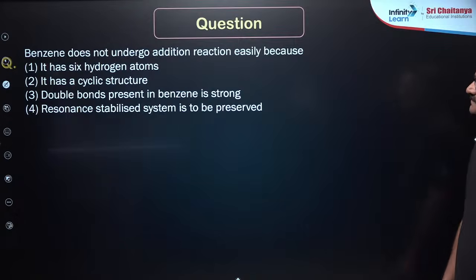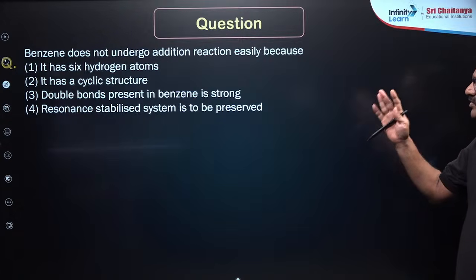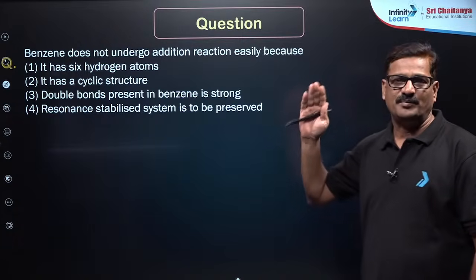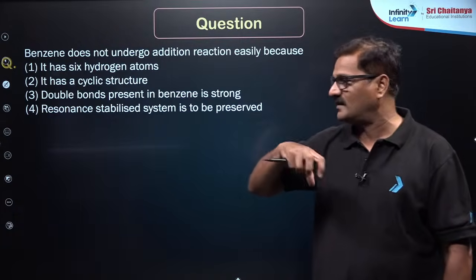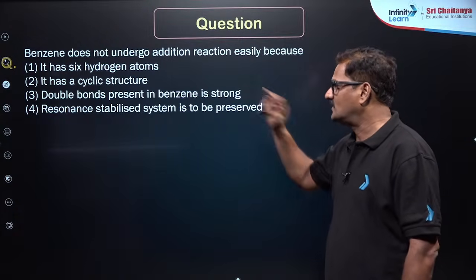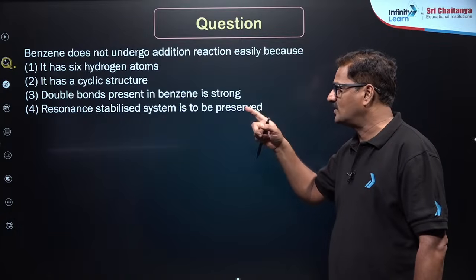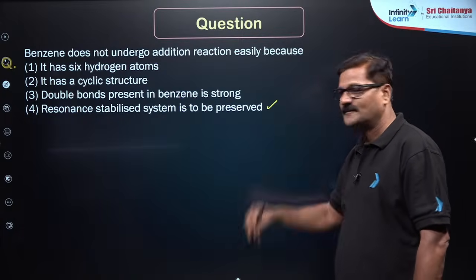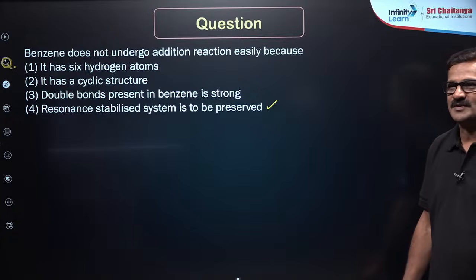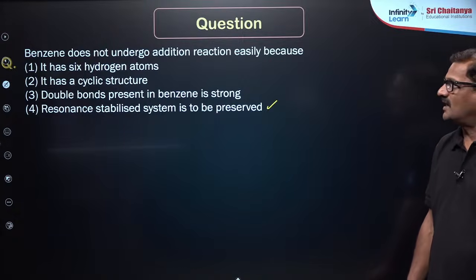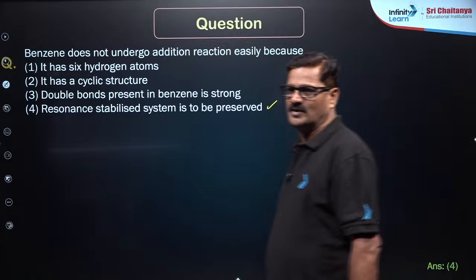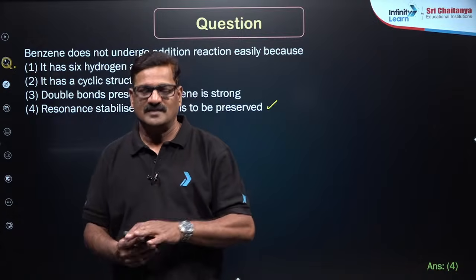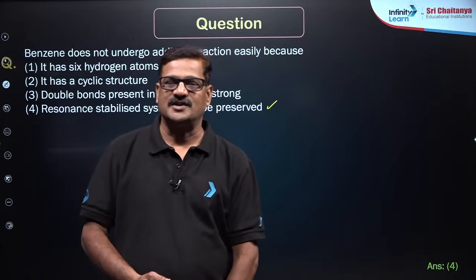One more question. Benzene does not undergo addition reaction easily because of the complete delocalization of the pi electron system. So it is a 6 pi electron cyclic system, the double bonds present in benzene are strong, and the resonance-stabilized system is preserved. That is supposed to be the correct answer, children. So the answer for this question is going to be 4. Very elementary level question, but it looks complicated when they form a proper statement like this.